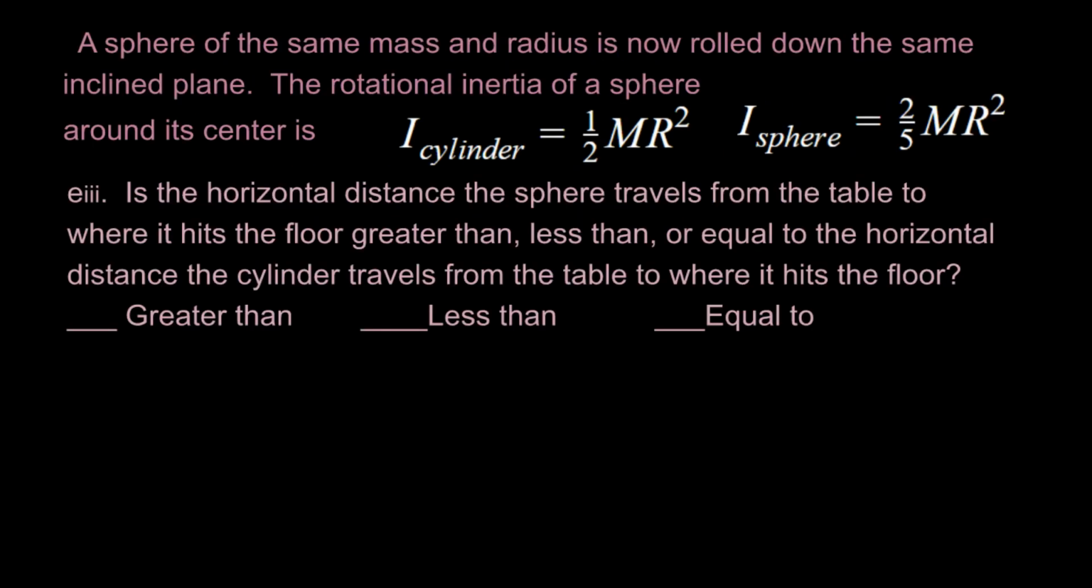All right, in E3, is the horizontal distance the sphere travels from the table to where it hits the floor greater than, less than, or equal to the horizontal distance the cylinder travels from the table to where it hits the floor? So think about it. If the sphere is moving faster than the cylinder, the sphere is going to go out farther and have a greater d value than the cylinder will, which will just fall down and not have as great of a d value, because they'll both hit the ground in the same amount of time, but if the sphere has a greater initial velocity, it's going to shoot out farther. So that's how you justify E3, and you would write something about that.